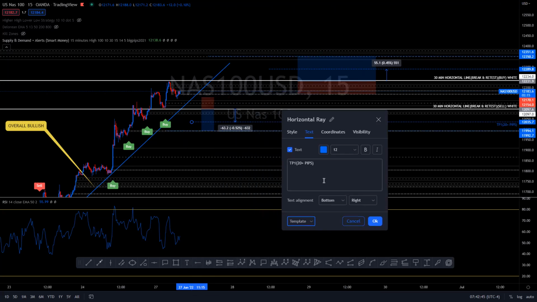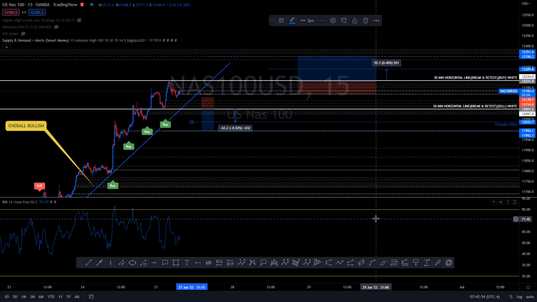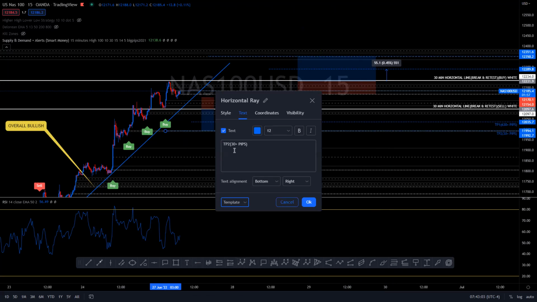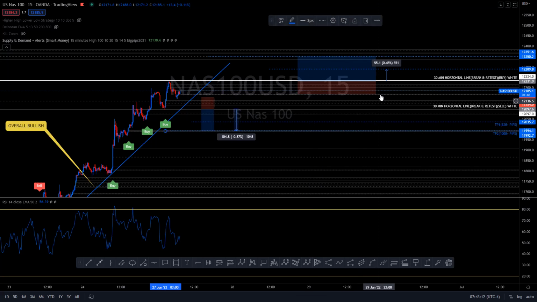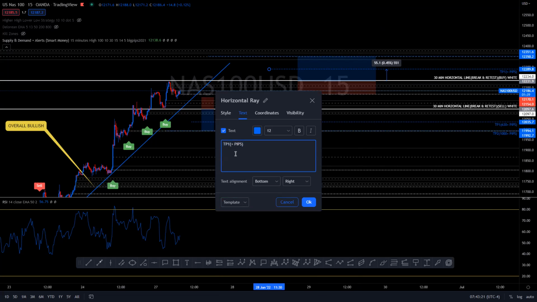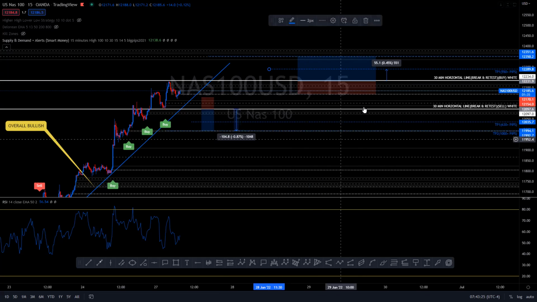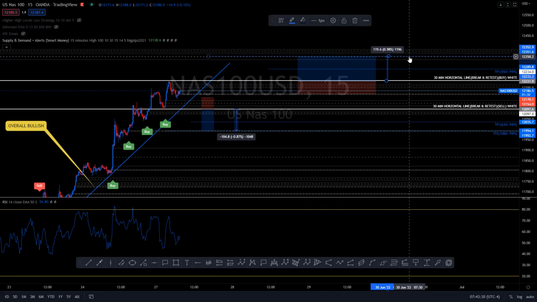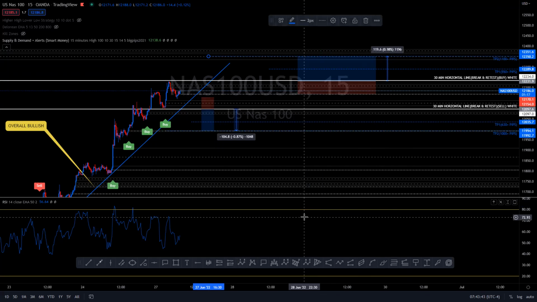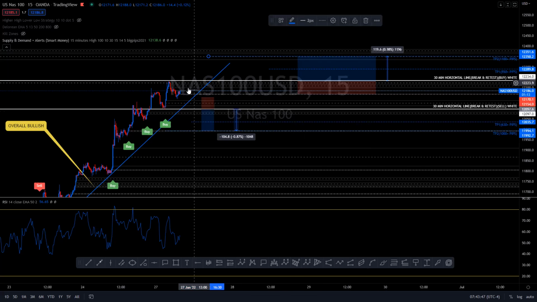That is 630 plus pips, right? And this one, this would be 550 plus pips. So that's what I would be doing.